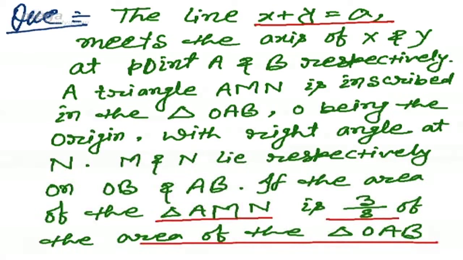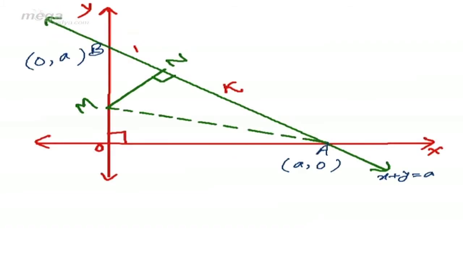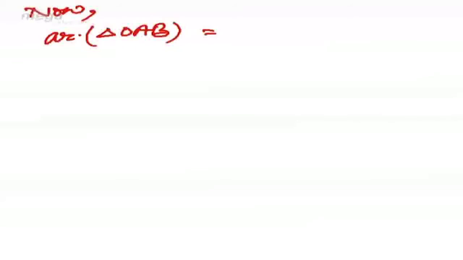So now we will use this condition, and to use this, we'll find the area. Area of triangle OAB using half base into height. This is the base and this is the height. This is A and A, so it will be half a square.